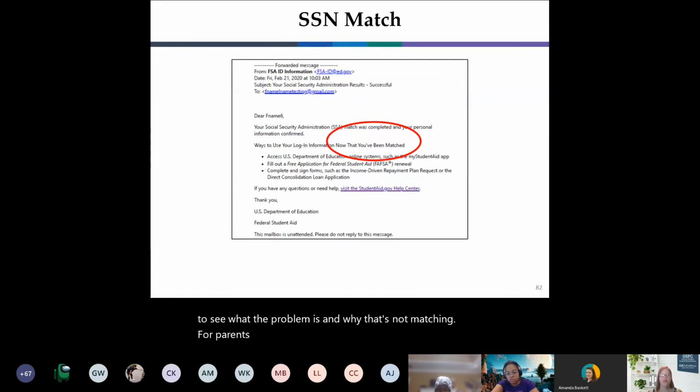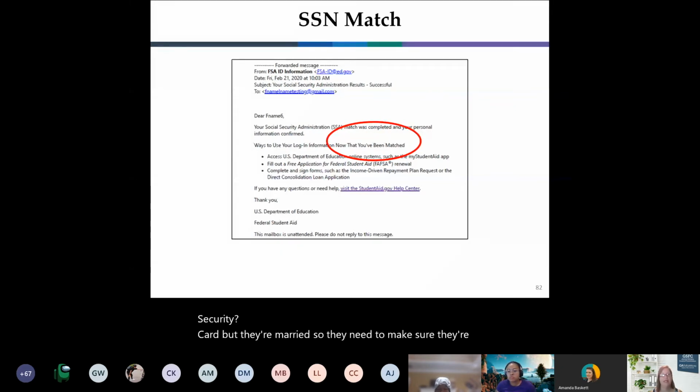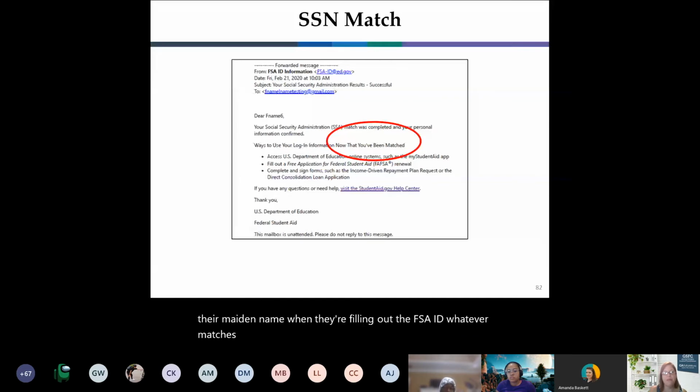They're going to have to use their name, social, and birth date that's directly related to the Social Security Administration office. I've had parents, like mothers, who are using maiden names on their Social Security card, but they're married, so they need to make sure they're using their maiden name when they're filling out the FSA ID, whatever matches the Social Security Administration. Okay?